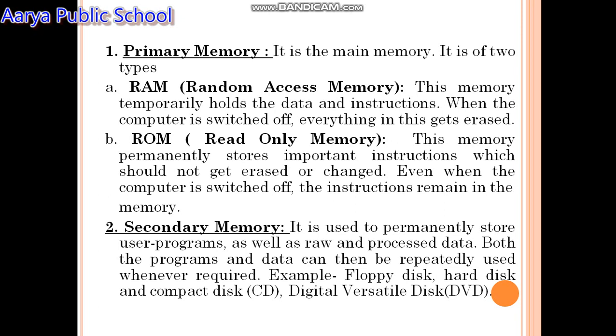Both the program and data can then be rapidly used whenever required. Examples are floppy disk, hard disk, compact disk, and digital versatile disk, that is DVD. This memory we can use whenever required. These are the main differences between primary memory and secondary memory. Primary memory is the main memory where we store data temporarily, and secondary memory can store data permanently.